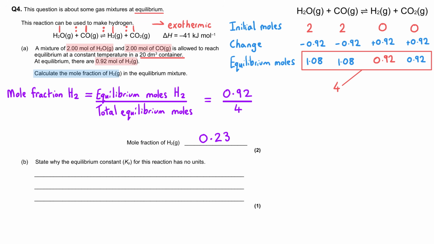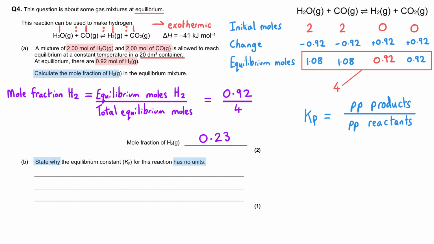Part B says to state why the equilibrium constant Kp for this reaction has no units. Well, we calculate Kp by taking the partial pressures of the products and multiplying them together and dividing it by the partial pressures of the reactants multiplied together. And obviously the units of Kp come from what the pressures were and how many terms there were on the numerator and in the denominator.